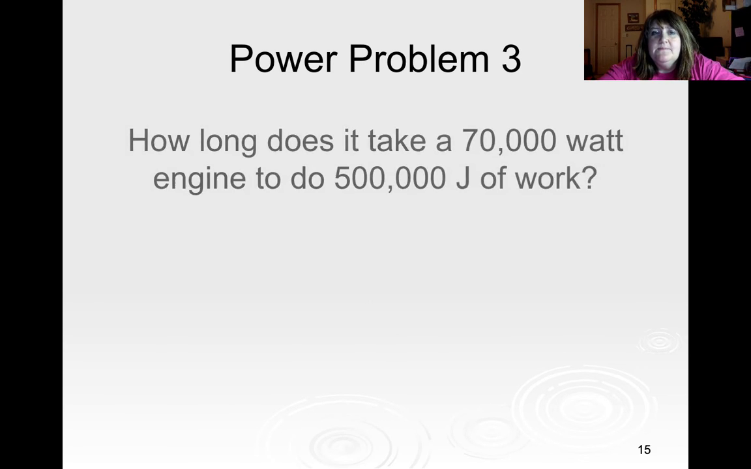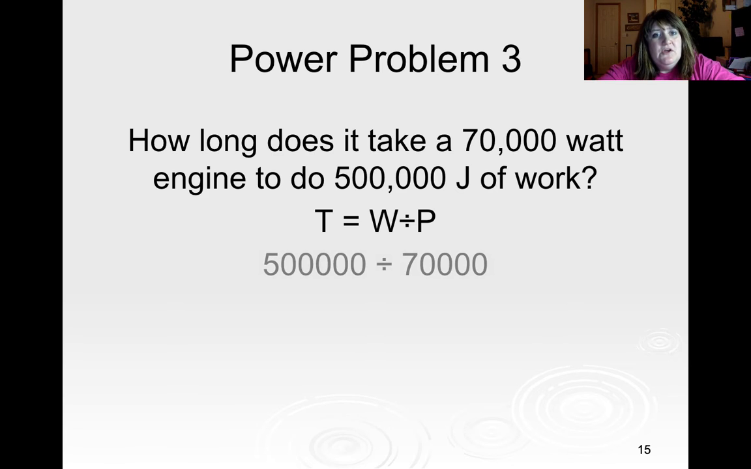Power problem 3. How long does it take a 70,000 watt engine to do 500,000 joules of work? Well, remember that time is work divided by power. So 500,000 divided by 70,000 should be 7.14 seconds.